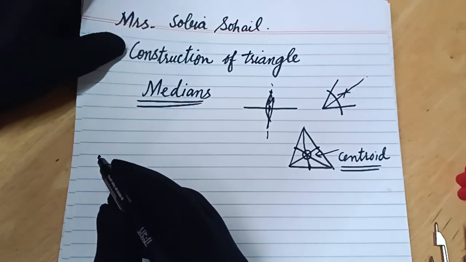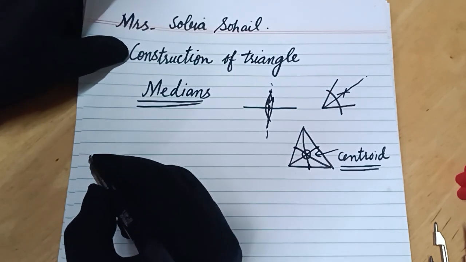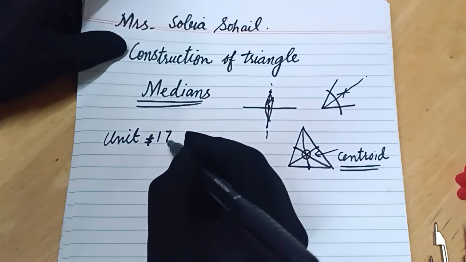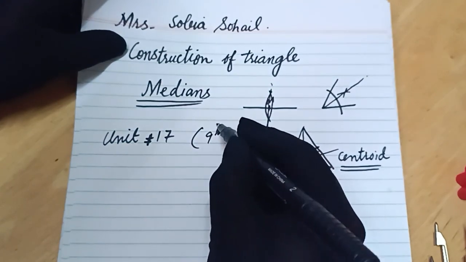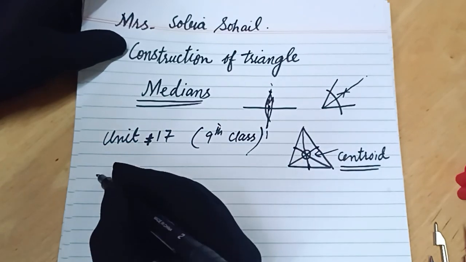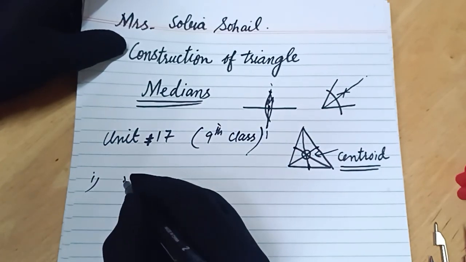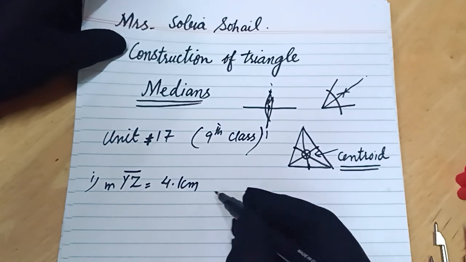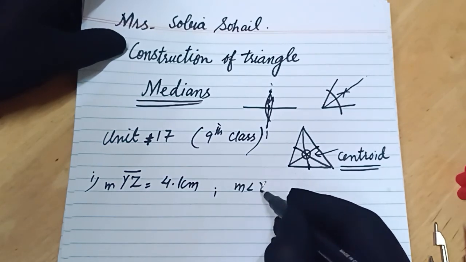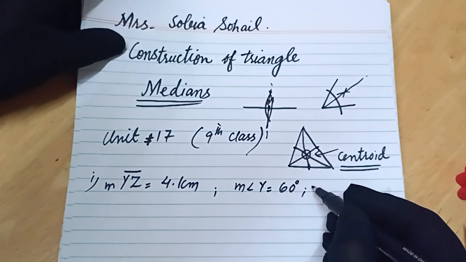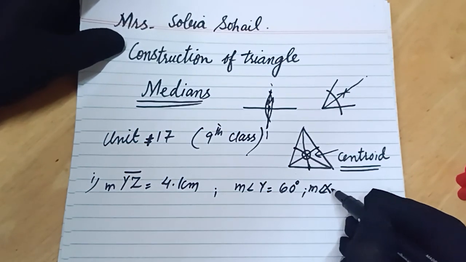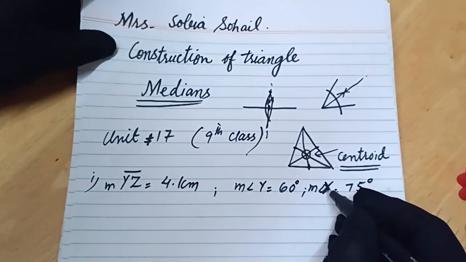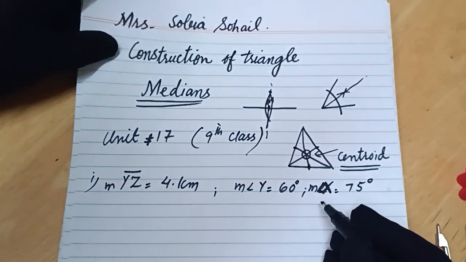Okay, so let's take the actual example. I have taken it from the reference of unit number 17 of class 9th maths. I have taken a question that is given as yz equals 4.1 centimeter, this is the measurement for the line segment, measurement of angle y equals 60 degree, and measurement of angle x equals 75 degree. Sorry, my x and angle sign are getting absorbed in each other. Okay, finally.